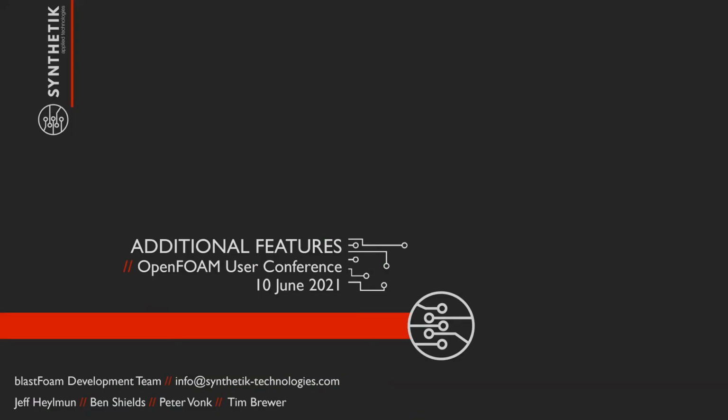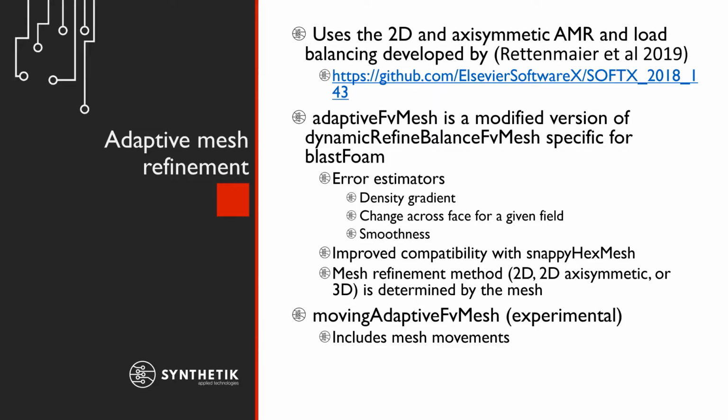Okay, so then some additional features. So the adaptive mesh refinement, we ported or incorporated the work of Rettenmaier et al. 2019, I believe it was blastFoam 3.5, a little bit ago. And this added 2D axisymmetric, and load balancing. So this is obviously huge. For compressible flow, adaptive mesh refinement is very important, especially to resolve shocks and not resolve everything else.